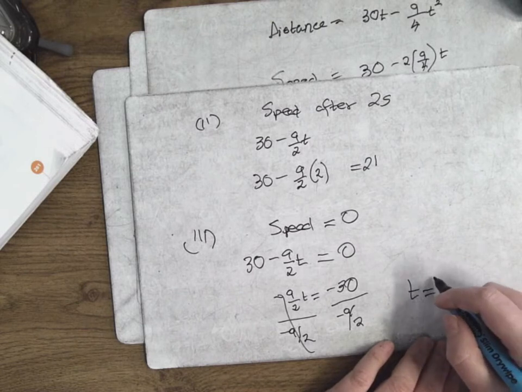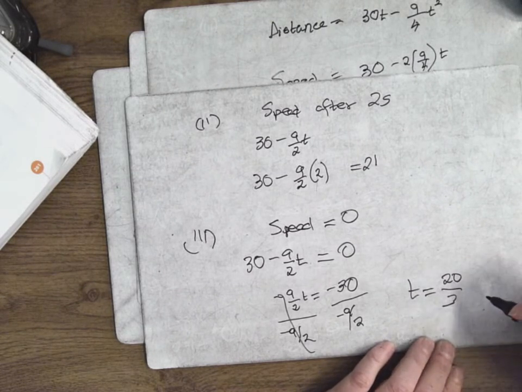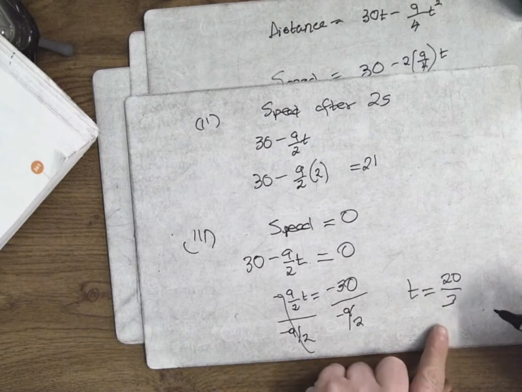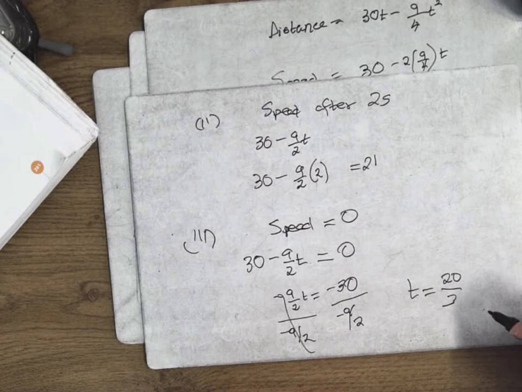20 over 3, which is 60 over 9. Is that okay? That's just calculator work. Minus 30 divided by minus 9 over 2. Are we okay with that?